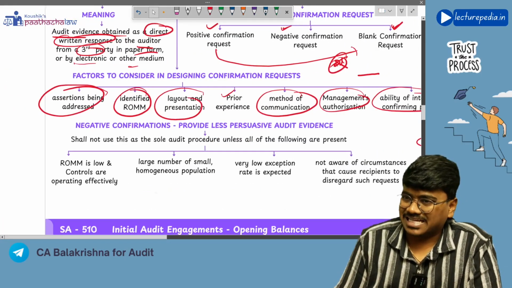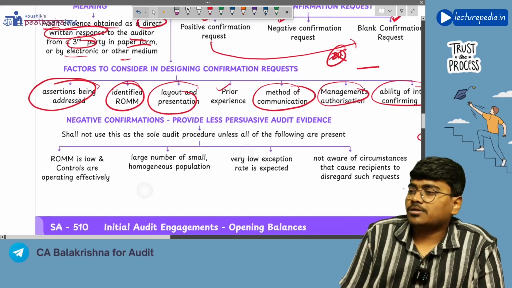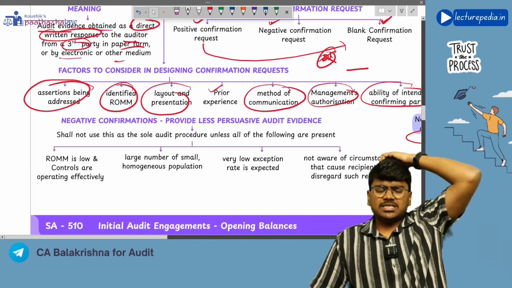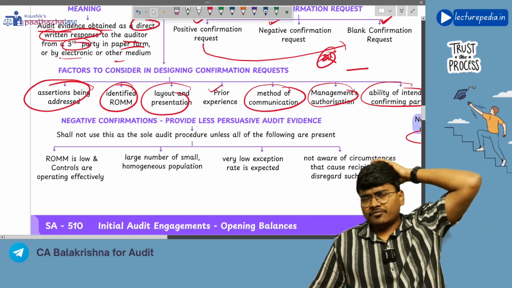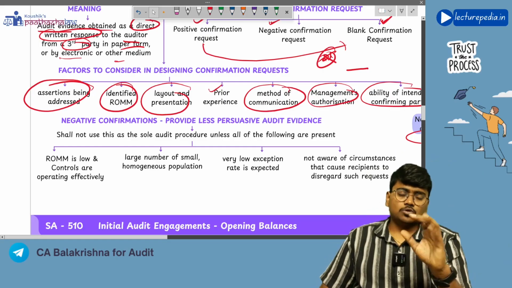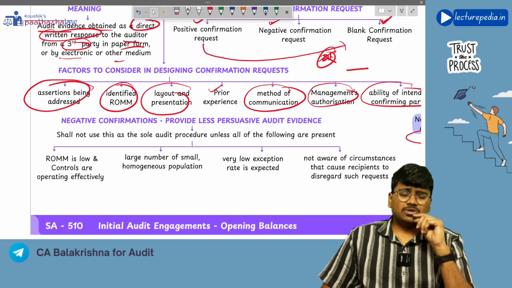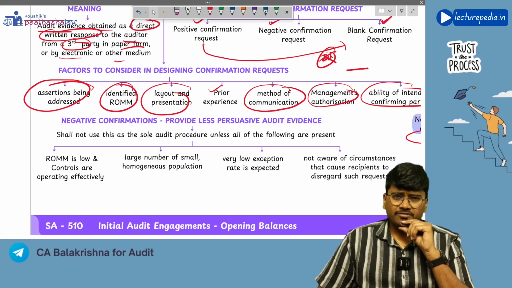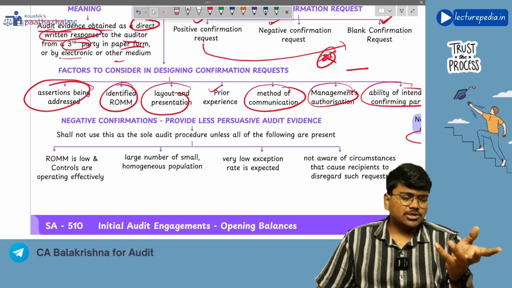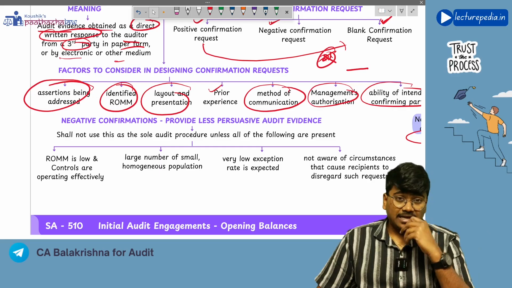Right. Next, we have seen there are two types of confirmation requests: one is positive, one is negative. Now, which one will provide more reliable audit evidence? Of course, positive confirmation will provide more reliable audit evidence, because whether the person agrees or doesn't agree, you will get the response, right?